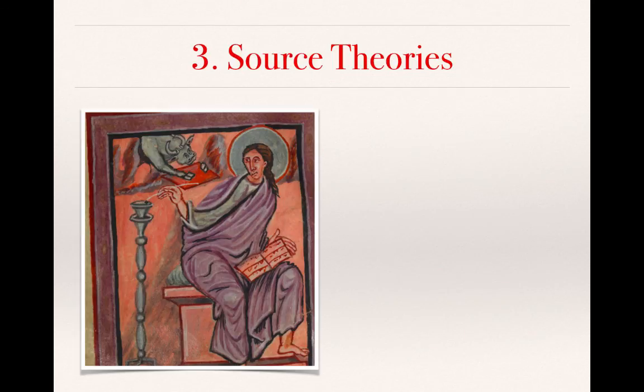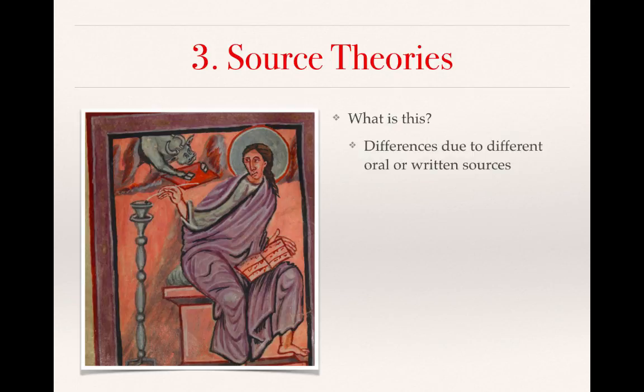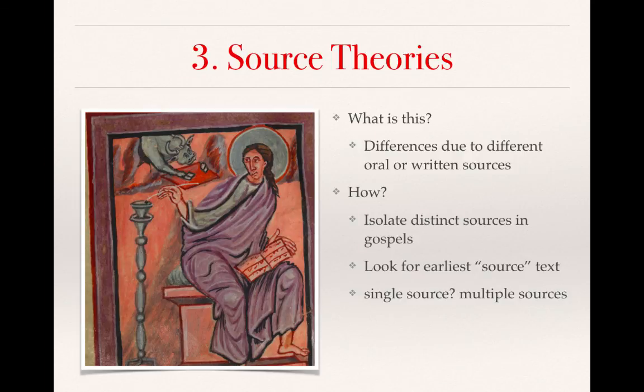The third are what are known as source theories. What are these? These are essentially theories that solve the relationship between the Gospels by suggesting that the differences are due to different oral or written sources. So how does one go about working out the differences between the Gospels? Well, you identify and isolate distinct sources in the Gospels, and you look for the earliest source text. But then you're faced with other questions like, is it a single source? Are there multiple sources? What sort of questions does this suggest for our view of the authors of the Gospels? Are they editors? Are they simply compilers of sources? Or are they authors in their own right?